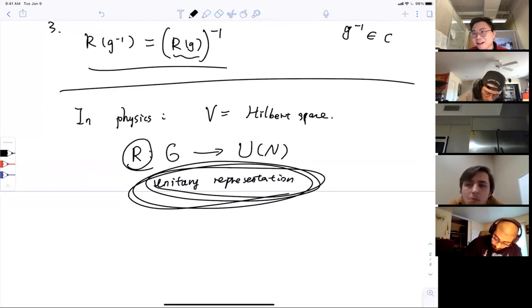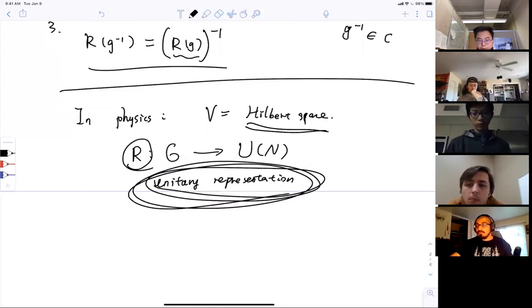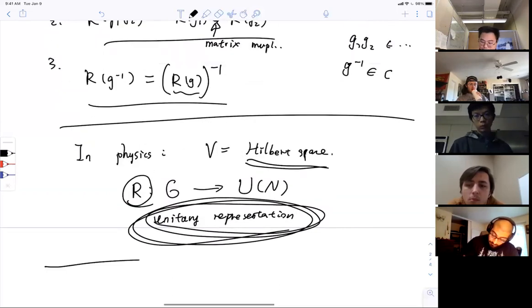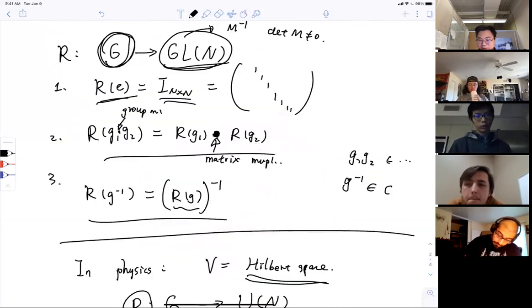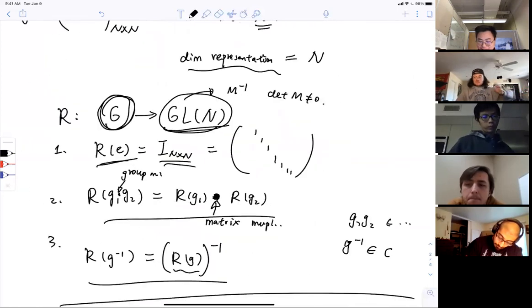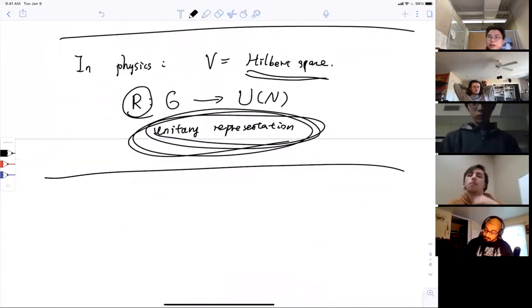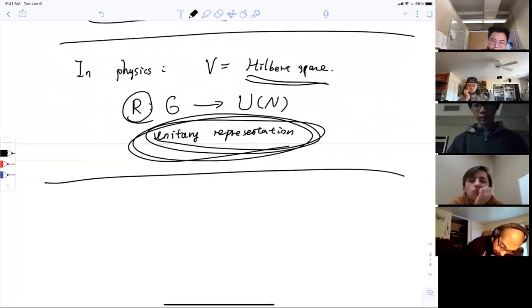This is the most relevant one for us, because all of our physical states live in this Hilbert space, and we want all the operations to be unitary. Okay, is it clear so far? Yeah, here I just tell you some basics, something you need to know. Now the question is how to find the representation of a group, how to find the unitary representation of a group.